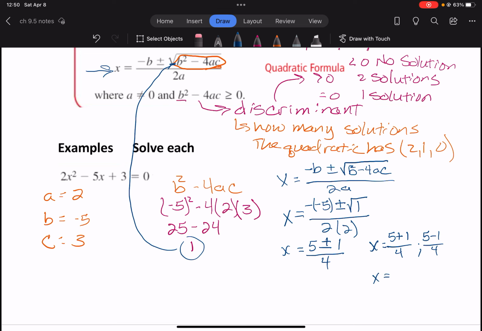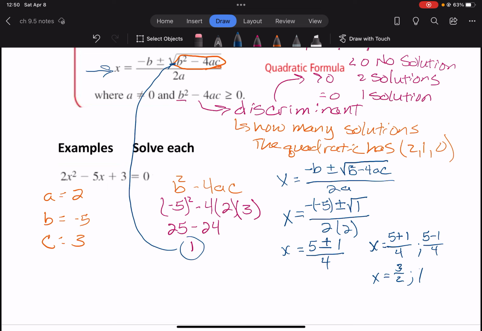So I've got x equals 5 plus 1 is 6 over 4. That reduces down to 3 over 2, or 1.5. I've got 5 minus 1 over 4. 5 minus 1 is 4. 4 divided by 4 is 1. So I've got 1. So my solutions are 3 halves and 1.